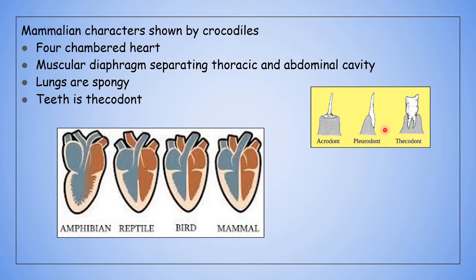Coming to the mammalian characters of crocodiles, the first one, as we discussed earlier, is a four-chambered heart, as is the case with birds as well as mammals, with a complete interventricular septum. Another feature is the muscular diaphragm, which separates the thoracic and abdominal cavity. The lungs are spongy, and the teeth are thecodont, like in mammals, where the teeth are completely inserted into the gums. That is what is called the thecodont type of dentition. So these are the mammalian features shown by crocodiles.